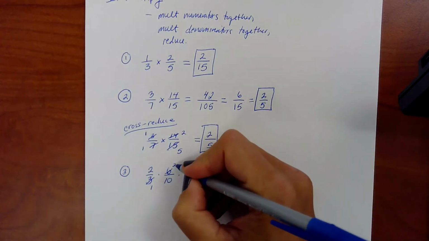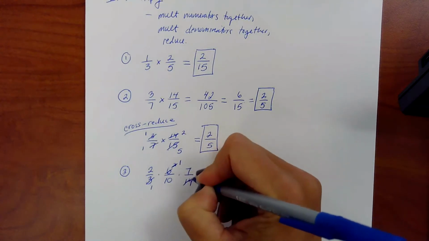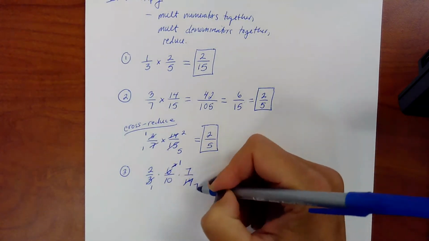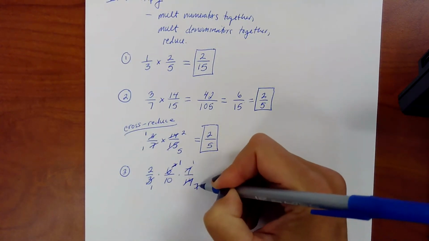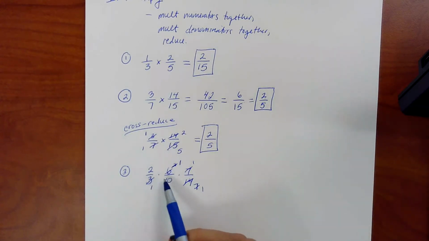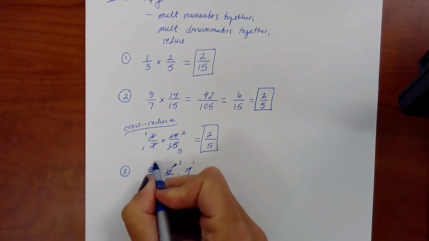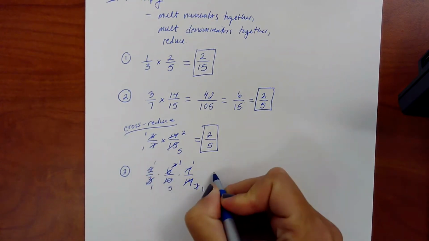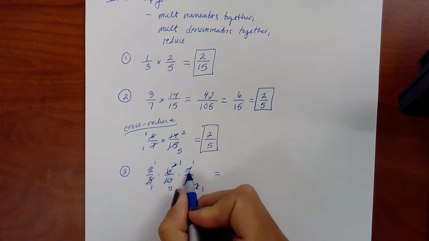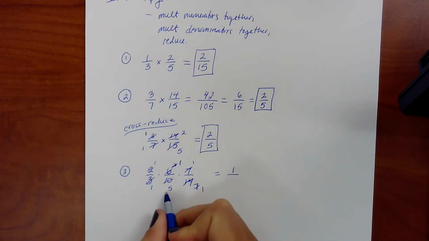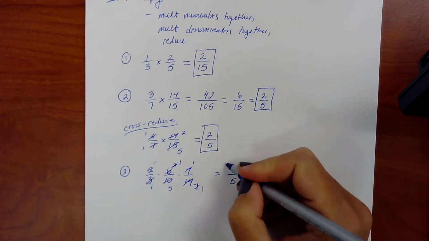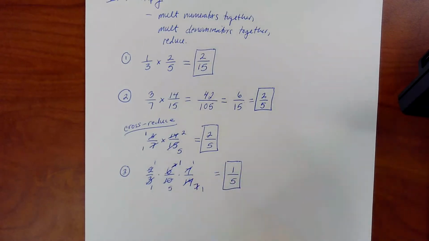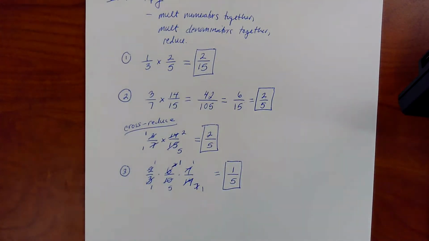Pick one, doesn't matter. Divide them both by 2. That's a 7. Oh, the 7 and the 7 we could do. 1 and 1. This 2 and the 10, we could divide those both by 2. 1, 5. Oh my goodness, we got them all. So 1 times 1 times 1 is 1. 1 times 5 times 1, 5. All right, so if you can find those cross-reducings, it makes the math much easier.